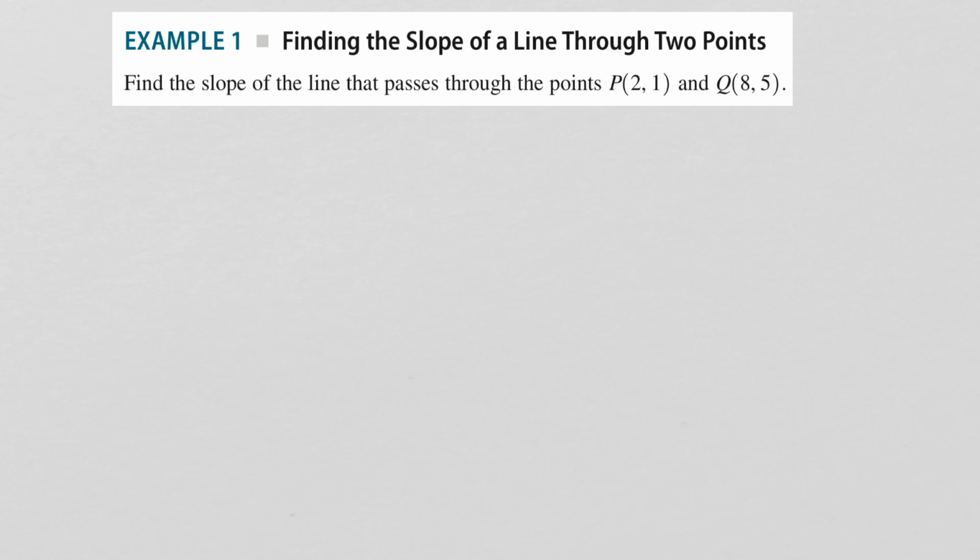For our first example, let's find the slope of a line that passes through the points P and Q. Let's keep in mind that slope is y2 minus y1 divided by x2 minus x1. Now, just for clarity, it doesn't matter which of these points you call the first point and which one is the second point. The main idea is you're just subtracting the y values and subtracting the x values in the same order.